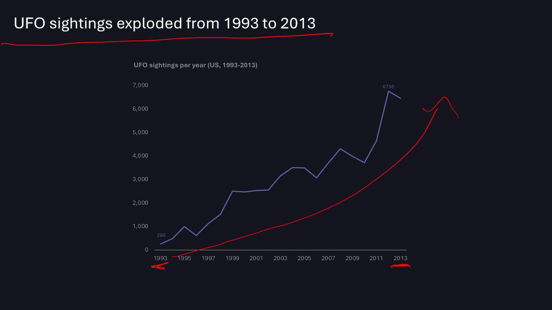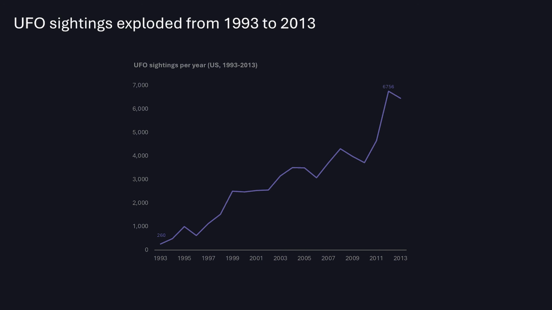All right, but what's wrong with this data? For me, if I'm looking at this, I'm saying, okay, how does this compare with the actual growth in population over the same time period? Or there could be a bunch of other variables here that we're not accounting for. So what if instead of showing UFO sightings per year, just the total number of sightings in a line chart right here, what if we instead did UFO sightings per capita?